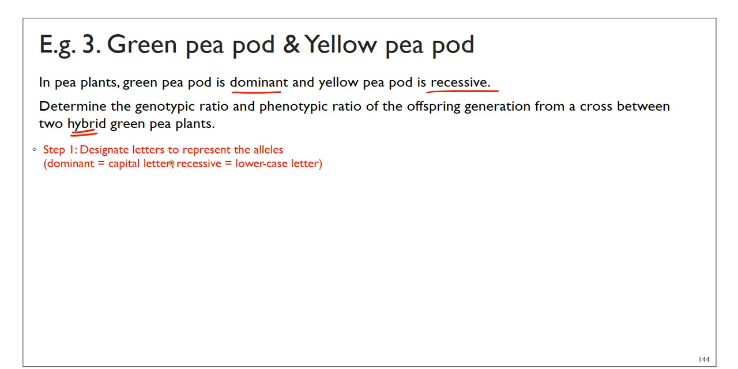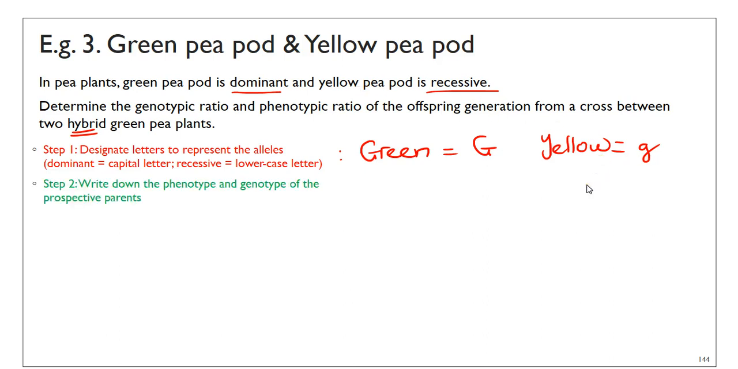So designate letters to represent the alleles. Dominant is capital, recessive is lowercase. So we'll know that green is dominant. So I'm just going to assume that green is going to be capital G, and yellow, instead of writing Y, I'm going to go with the lowercase g. So these are my alleles. There are two alleles: green pea pod, which is the dominant allele, so it's capital G, and yellow pea pod, which is the recessive allele, so lowercase g.